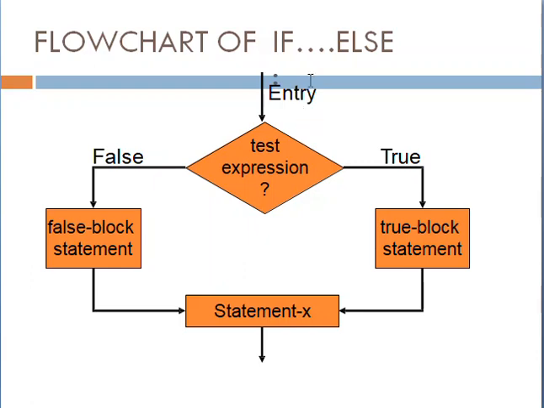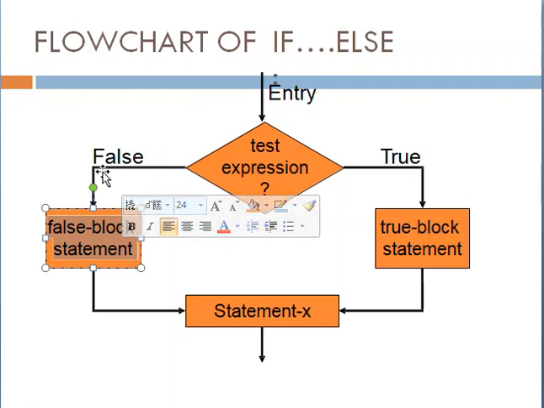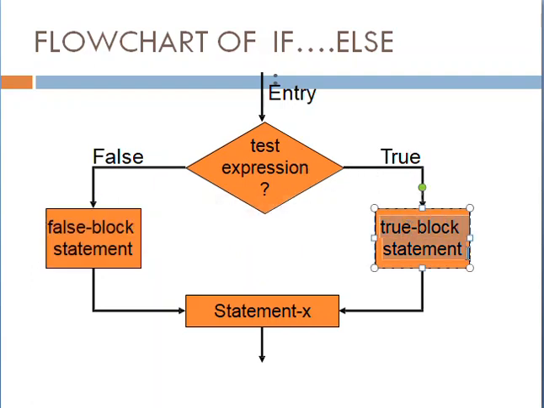So here we have two ways. Here is entry, and now we have a condition in this diamond box. If the condition is false, the false block statement will be executed on this left hand side. And if the condition is true, then the true block statement will be executed. The final output will display whichever block was executed.